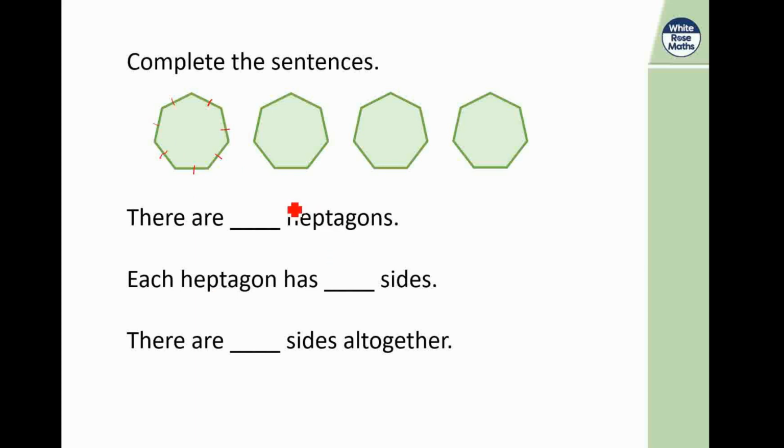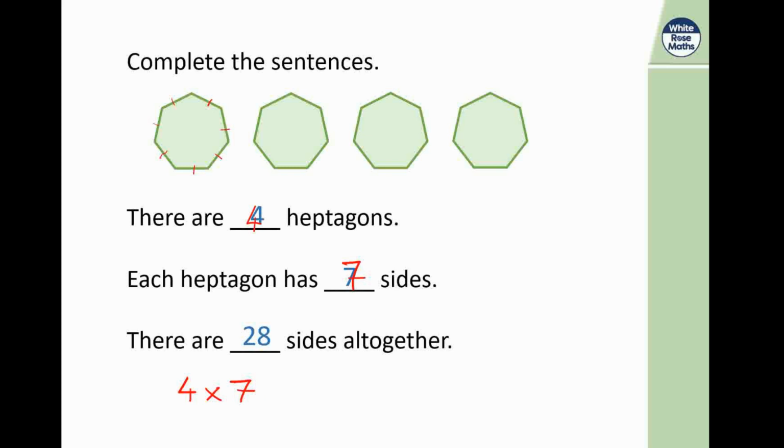Because I think this language comes from Latin, and hept means 7. Okay. So there are 4 heptagons, as you said. Each heptagon has 7 sides. Of course, we're doing the 7 times table, so that makes sense. There are how many sides altogether? 28, right? Because we do 4 times 7, and then we get our 28.